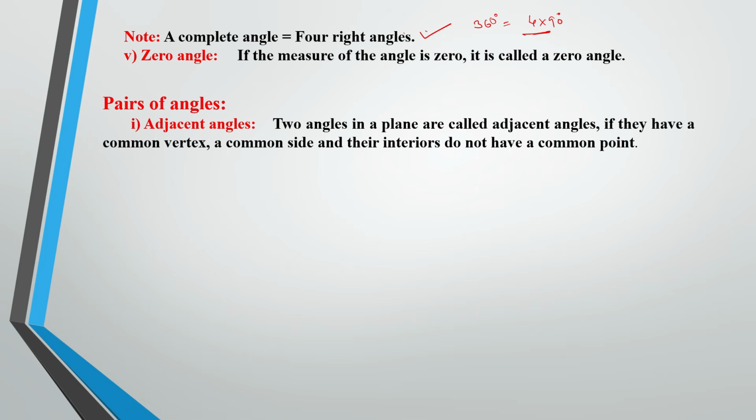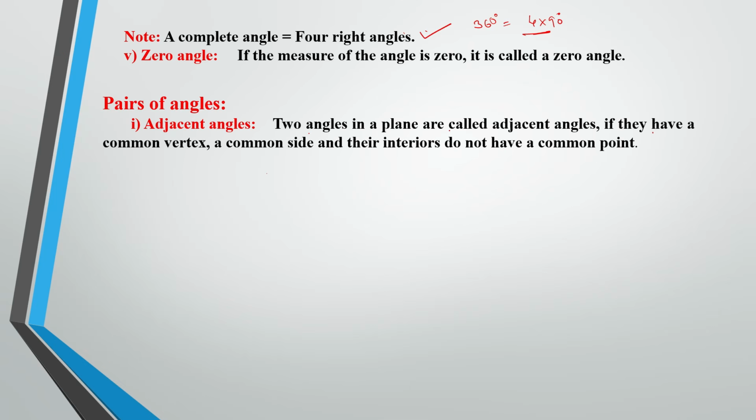In that first pair, what is it? Adjacent angles. Adjacent angles means what? Two angles in a plane are called adjacent angles if they have a common vertex and a common side, and their interiors do not have a common point. Then only we say them as adjacent angles.